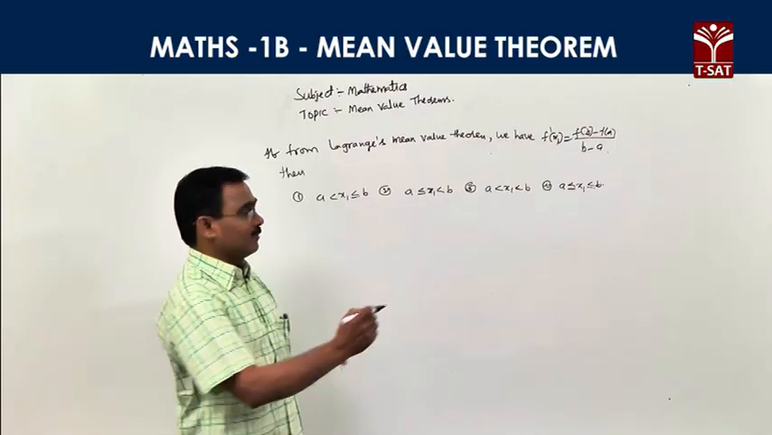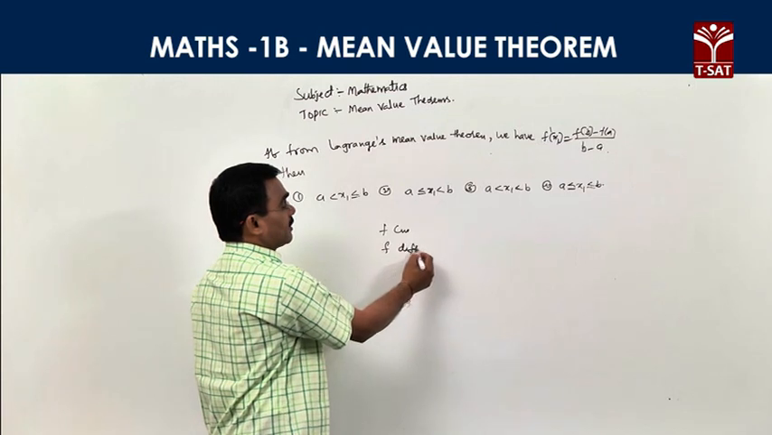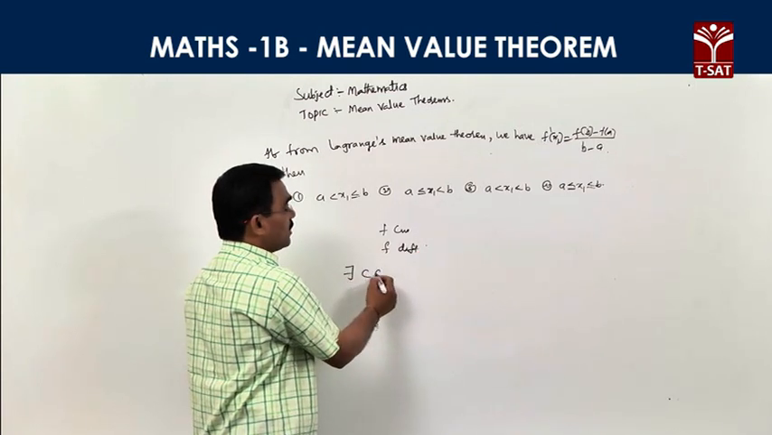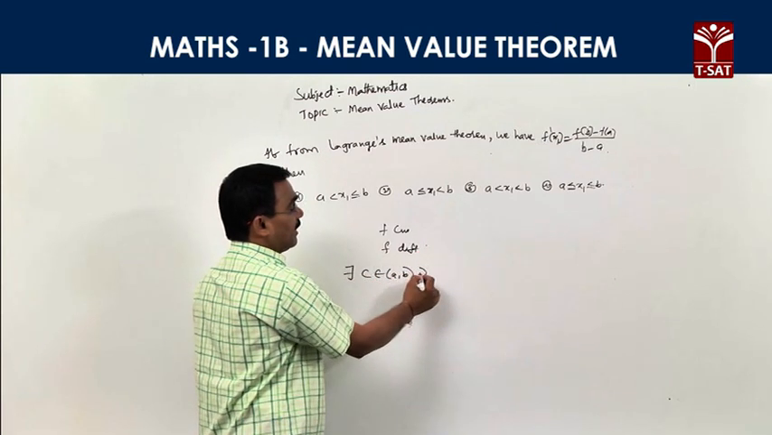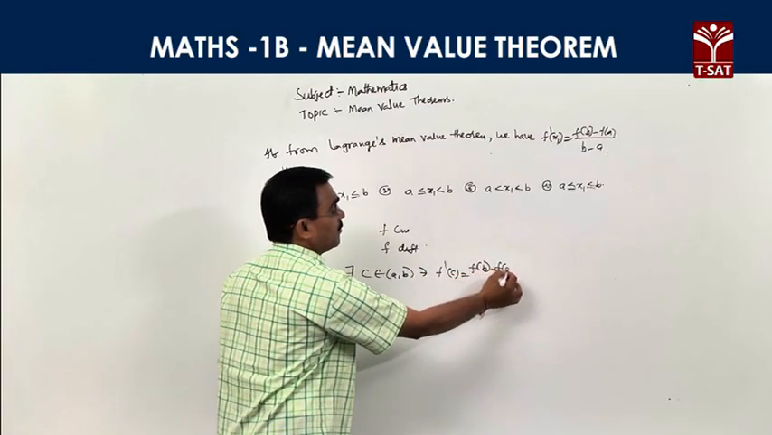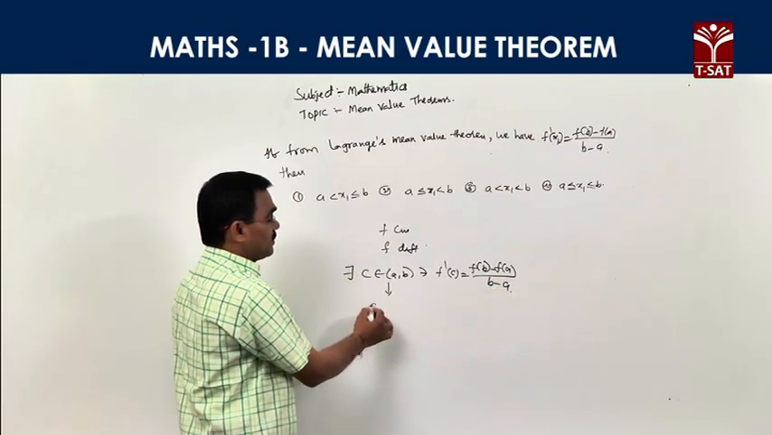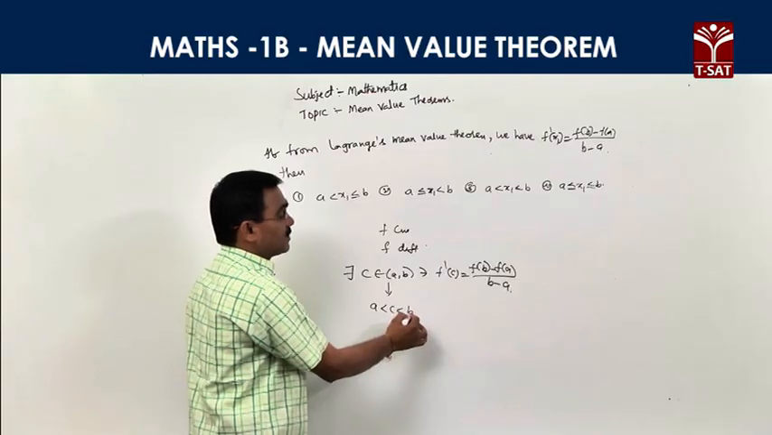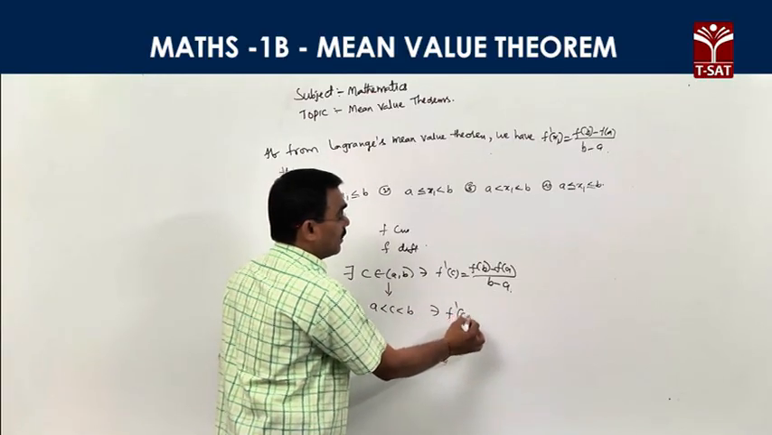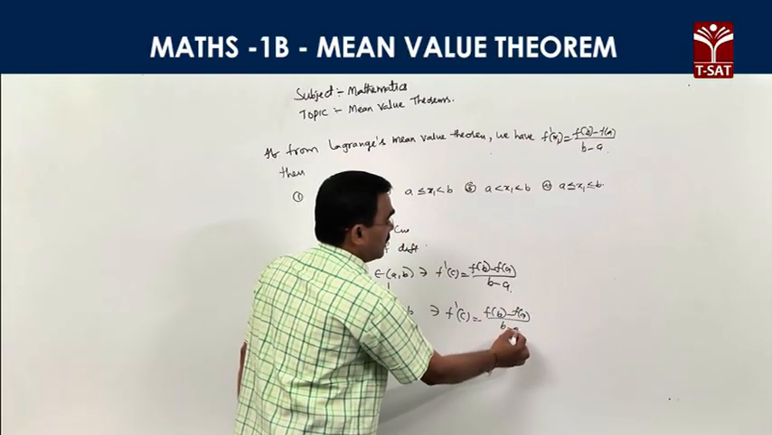What is Lagrange's mean value theorem? If f is continuous and differentiable, then there exists a point c belonging to the open interval a comma b, so that f dash c is equal to f of b minus f of a by b minus a. We observe that c belongs to the open interval a b, which means a is less than c is less than b.